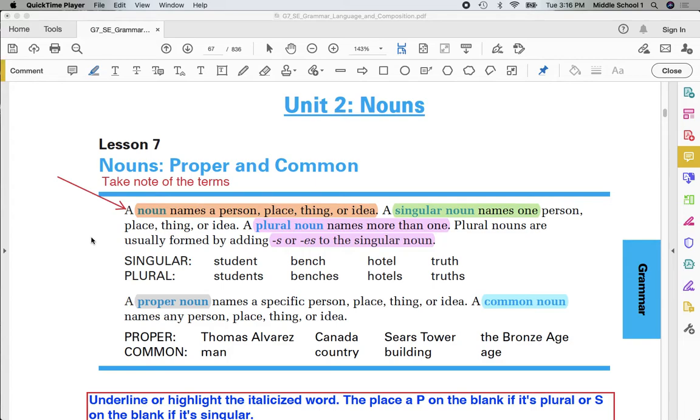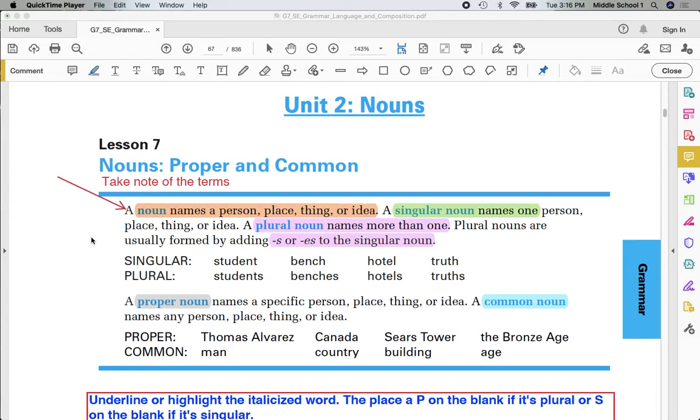We take note of the terms. The first is noun, which names a person, place, thing, or idea. A noun can be broken down into two parts. We can call a noun singular, which means it names one person, place, thing, or idea. Or if it ends in S or ES and also refers to more than one person, place, thing, or idea, we call it plural.